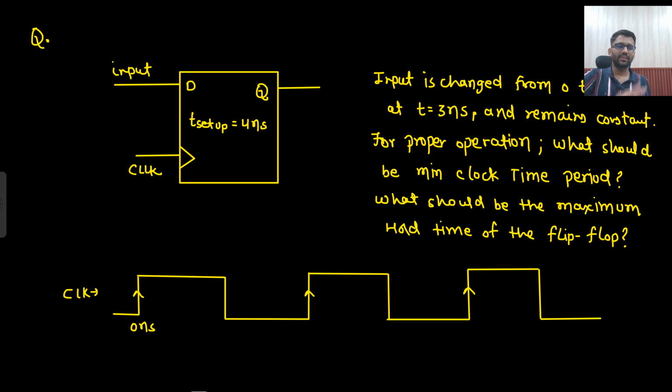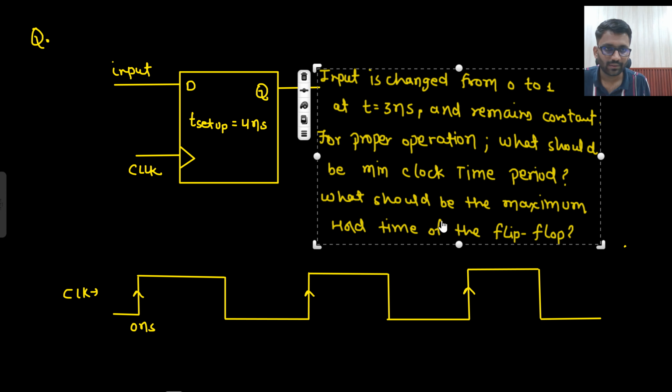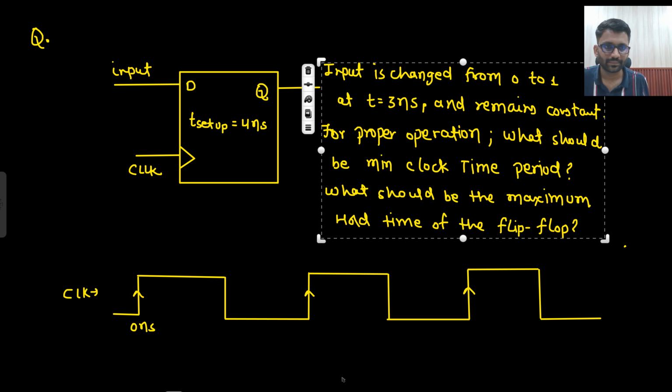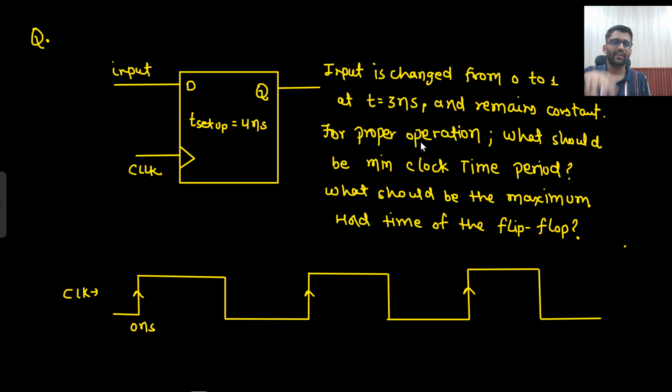Let's solve a question. This question is given in front of you. This is not visible, right? Now it is visible. So what they are saying: a clock is given, and input is changed from 0 to 1 at 3 nanosecond, and after that it remains constant. That means before 3 nanosecond it was always 0, and after 3 nanosecond it was always 1.